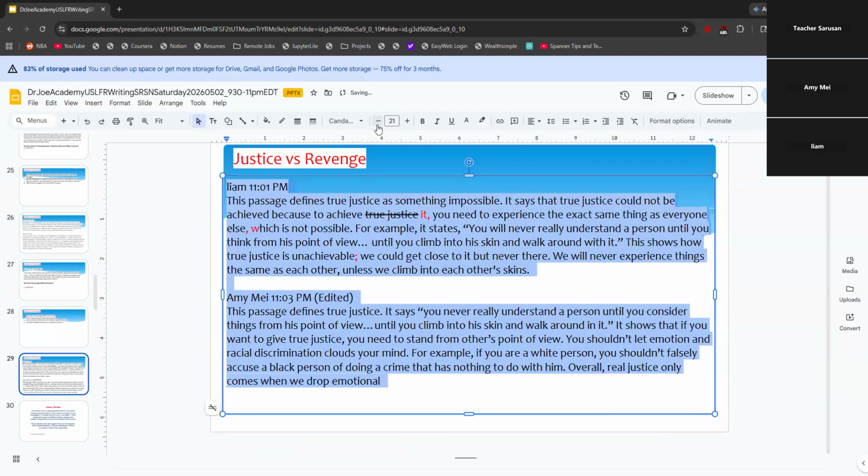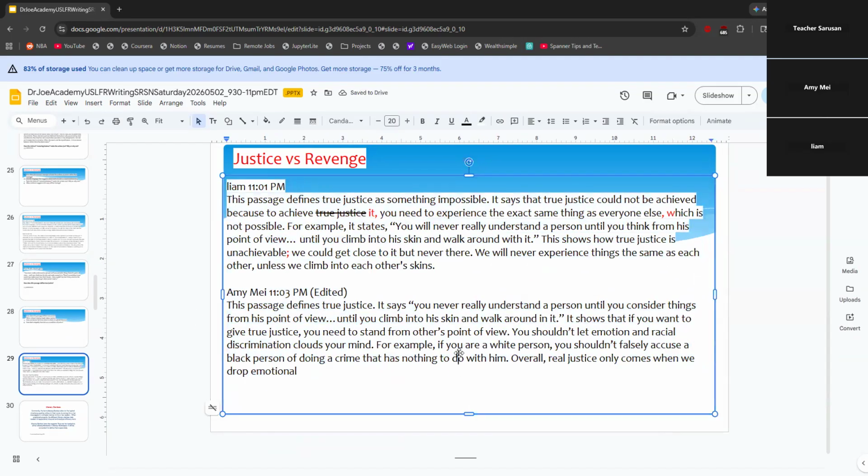Let's make this text a little smaller. All right. Amy, can you read your answer, please? This passage defines true justice. It says, you never really understand a person until you consider things from his point of view, until you climb into his skin and walk around in it. It shows that if you want to give true justice, you need to stand from others' point of view. You shouldn't let emotion and racial discrimination cloud your mind. For example, if you are a white person, you shouldn't falsely accuse a black person of doing a crime that has nothing to do with him. Overall, real justice only comes when we drop emotional judgment and keep to the true facts.